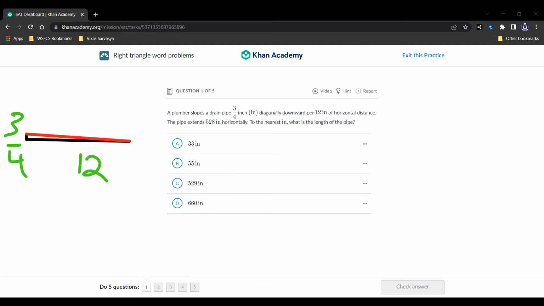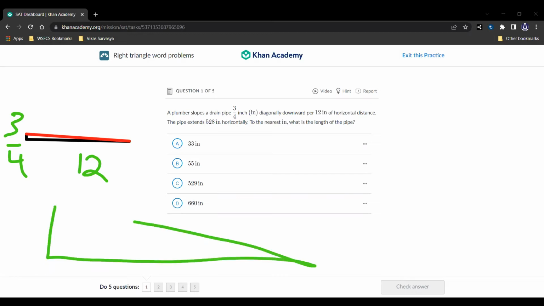So in the 528 inches, we have 44 groups of 12 inches. So 528 divided by 12 is 44, times 3/4. So we're going to have 33 inches, and then 528 inches. Not to scale, obviously. 33 versus 528. And we need to figure out the length of the pipe to the nearest inch.